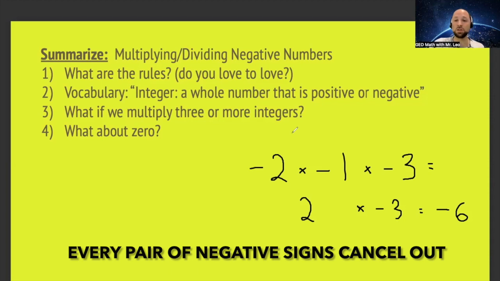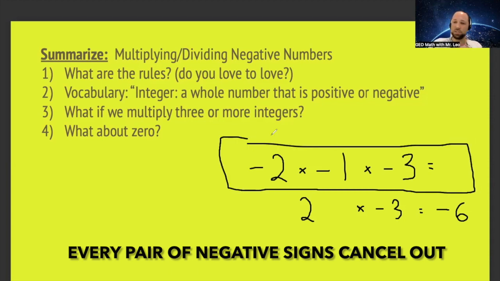But if you want the shortcut, we could go back to the beginning and say, just multiply all the numbers. 2 times 1 is 2, times 3 is 6. Now look at the signs. The first 2 negatives cancel out. The third one remains and lands on the answer.